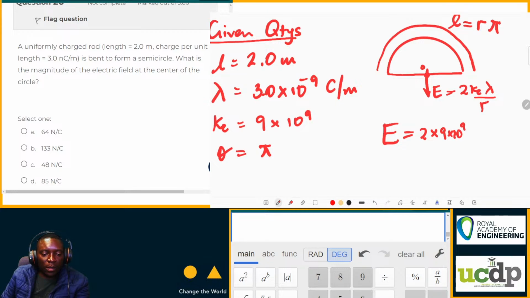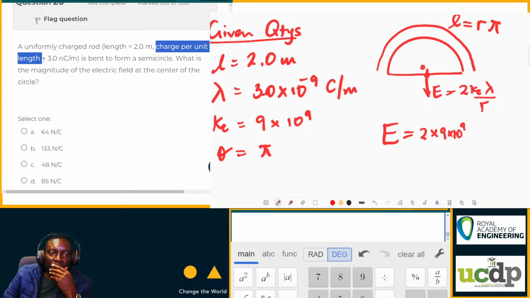I don't agree, sir. I understand. Okay. There's something that I think I'm missing. On the lambda, aren't we going to divide the 3.0 times 10 to the power negative 9 by pi, then multiply by 2? According to the question, lambda is given as charge per unit length. So the 3 times 10 to the minus 9 is used as is. So you don't need to divide it. Remember, when we put the quantities, we put lambda like that. So your lambda remains as 3 times 10 to the negative 9.